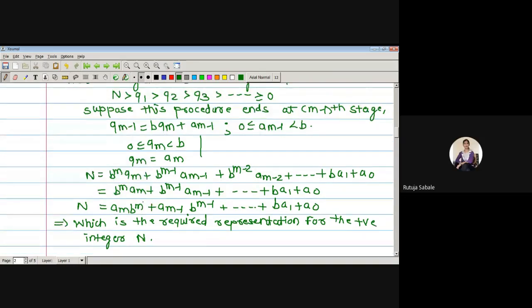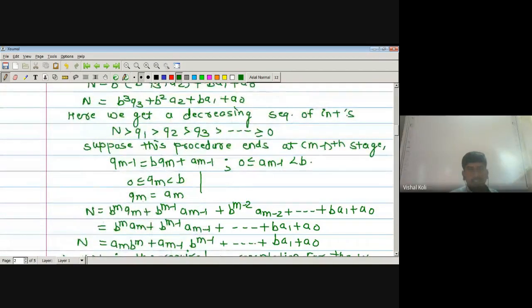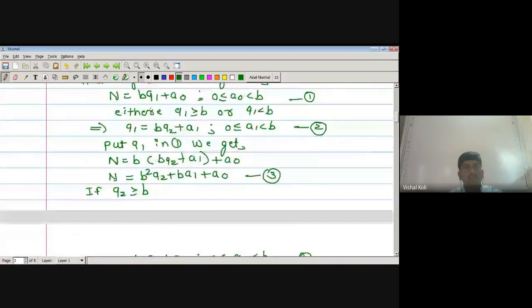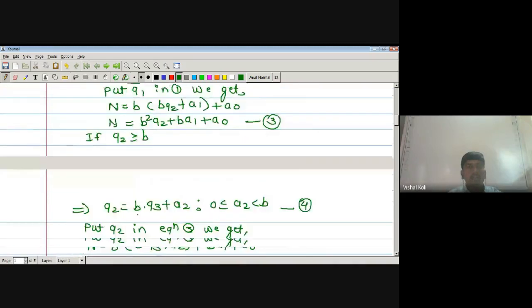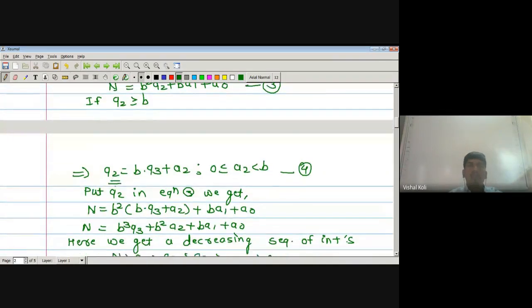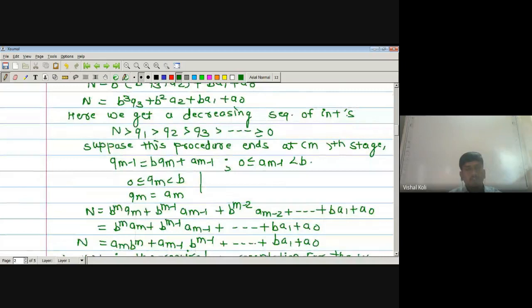No, sir. Okay. Here there is one small mistake. Here we have to take the mth stage. Then only, since at the first step we get n equal to b q1 plus a naught. At the second step we get q1. At the third step we get q2. Therefore, at the mth step we get qm minus 1.